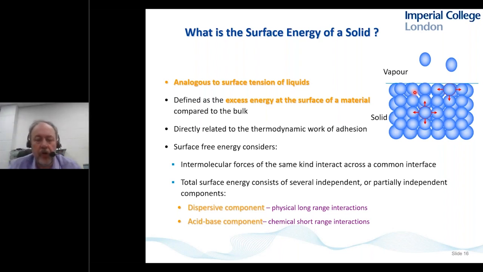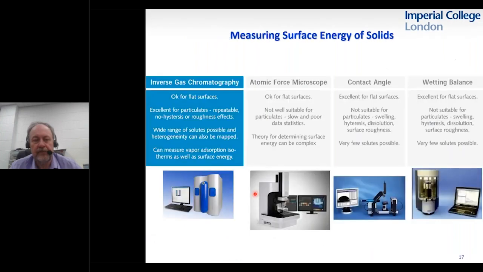Sometimes they use the word hydrogen bonding, sometimes acid-base, but they are all common short-range molecular interactions. Some materials exhibit them, some don't. But measuring those is quite important in terms of understanding the surface properties of my materials. However, today we will predominantly be talking about dispersive long-range van der Waals forces. They're the ones we'll be focusing on today.